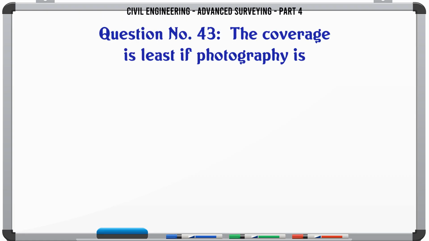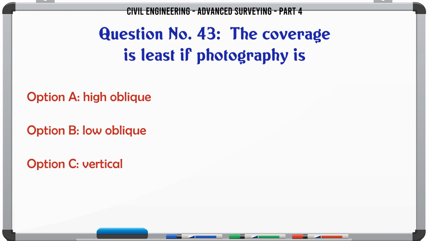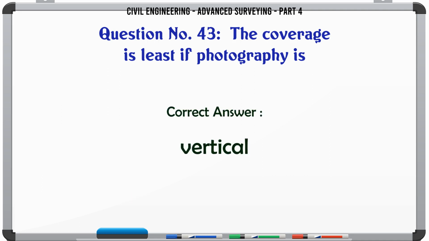The coverage is least if photography is: A. High oblique. B. Low oblique. C. Vertical. D. None of these. The correct answer is vertical.